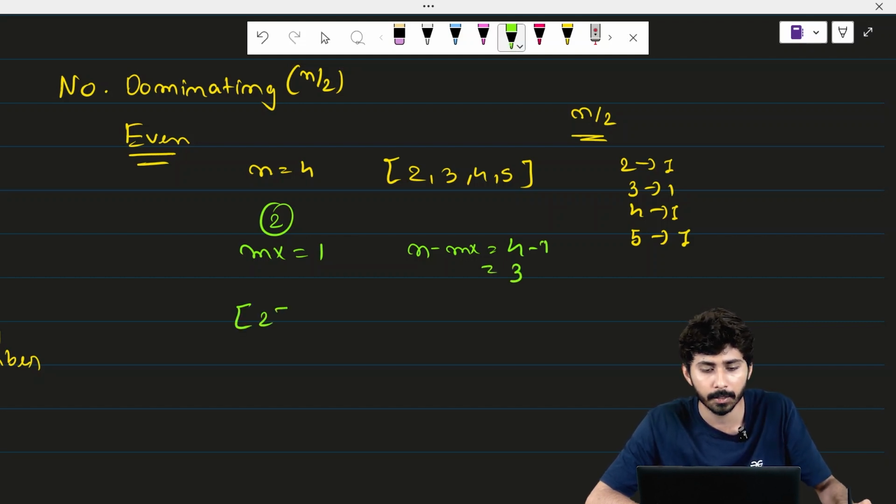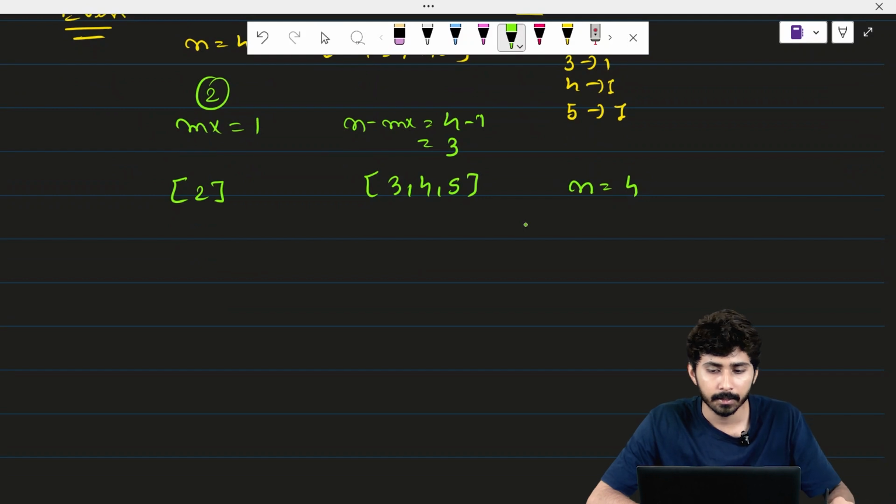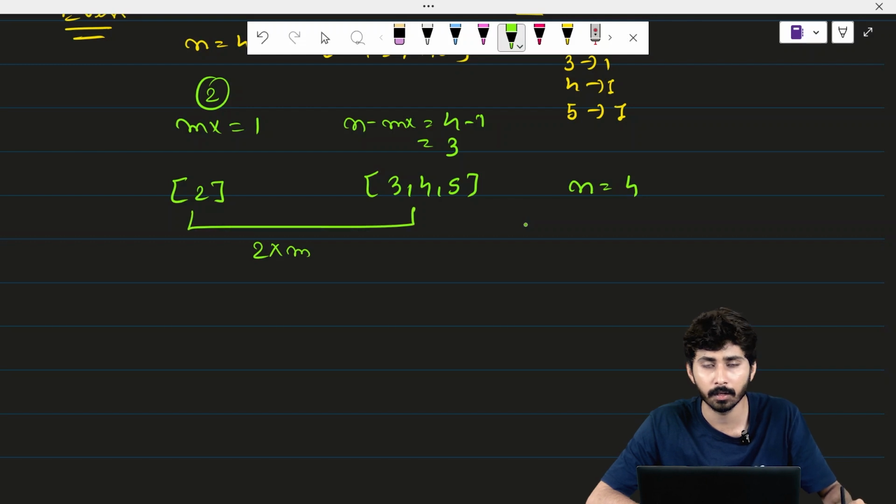So here I am talking about element 2, and here I am talking about elements 3, 4 and 5, and the size of the array right now is 4. Now, how many elements will be removed if I pair this 2 with one another element? So 2 into mx elements will be removed. 2 into 1 is what? 2 elements. Yes, absolutely, 2 elements will be removed.